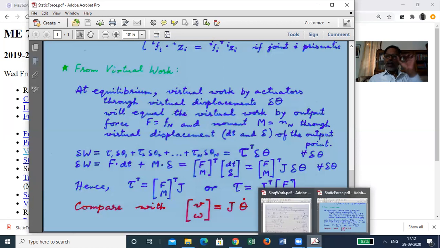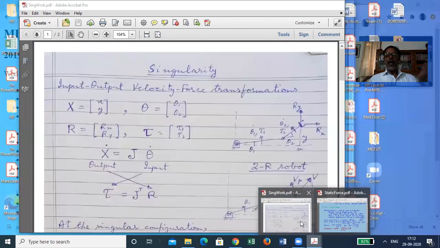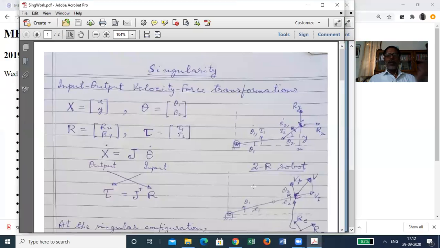So with this background, we go ahead to study two more interesting issues. One is singularity and the other is workspaces. So this we have just now seen: input output velocity force transformations are like this. For a manipulator, this is a 2-link example we are taking first.